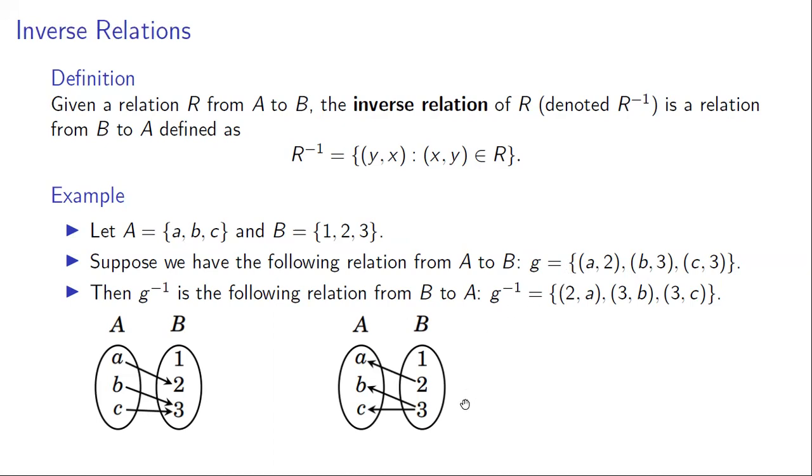Is G inverse a function? No. And you can see that from the picture, or you can see it from the ordered pairs. We see here that we have 3 comma B and 3 comma C. So this is not a function. So notice that G is a function, but G inverse is not. So what we want to know is, if I have a relation from A to B, and I find the inverse of that relation, when is that inverse going to be a function, and when is the inverse not going to be a function?